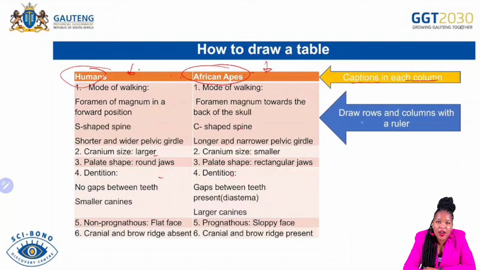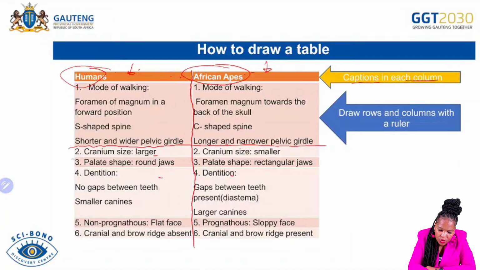Sometimes you write with invisible rows and columns. You just write the headings and then you want us to see an invisible table there. You take your ruler and you draw those lines. We want to see these lines dividing the rows. We also want to see this line dividing the columns.